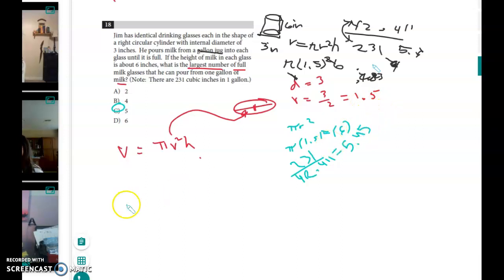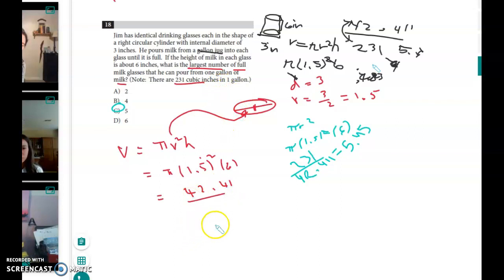So once I use that, it's pi, and your radius is 3/2 or 1.5 squared, and your height is, say, 6 inches, so that gives you 42.41. Okay, so that's the milk volume in one glass. But what we're doing right now, there are 231 cubic inches in a gallon. So once we have this, we need to find the ratio, so basically how many glasses we can make out of this.